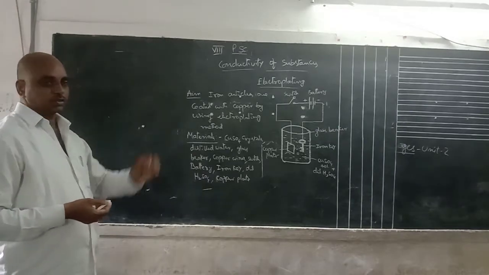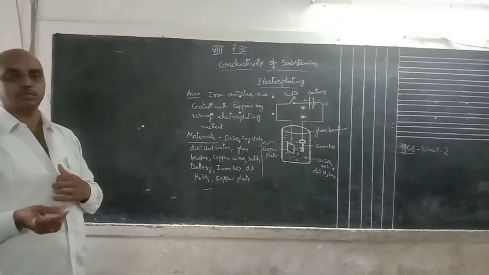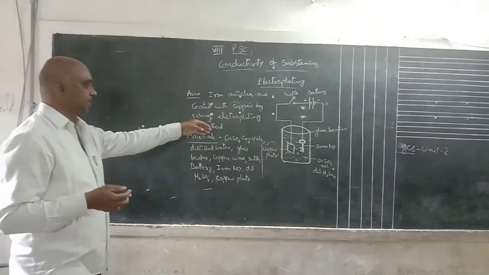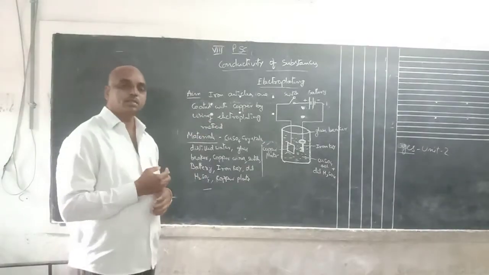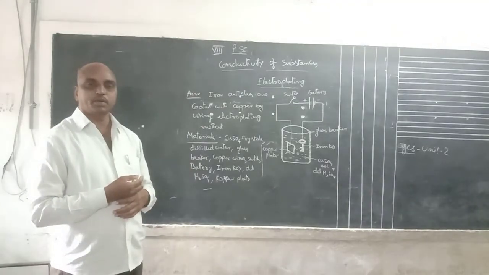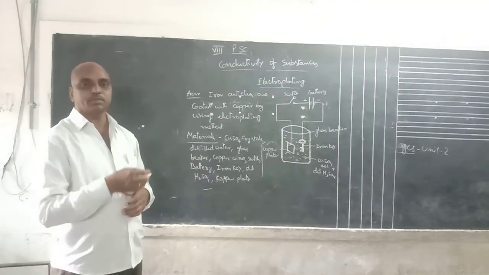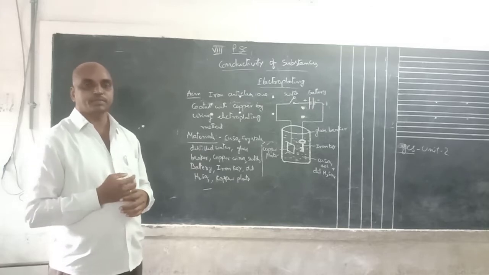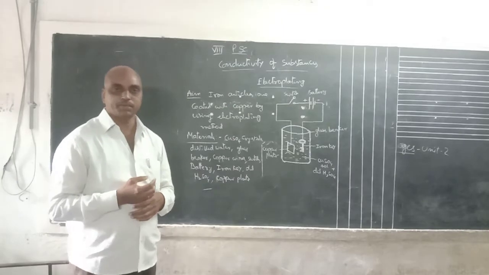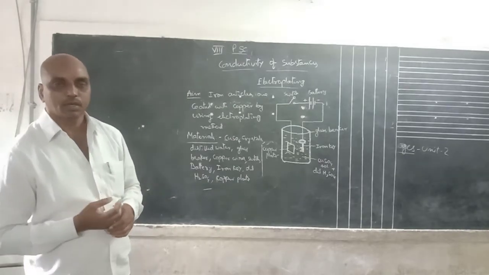Copper sulfate crystals. Take copper sulfate crystals, which are blue in color. In the beaker, take some copper sulfate crystals. Add, suppose, 5 grams. After that, add 100 ml of distilled water. Mix them. Then the copper sulfate solution is ready. If you want to increase the copper sulfate, then you can add more. It depends upon the concentration.